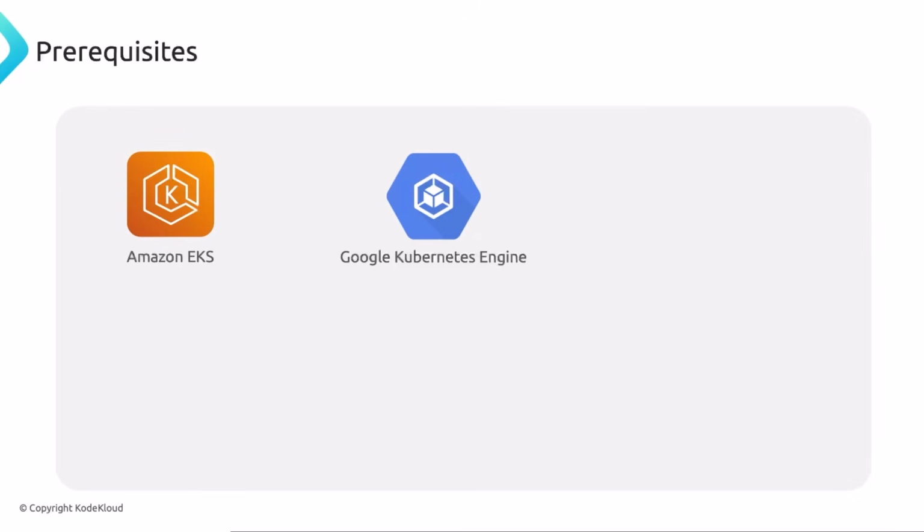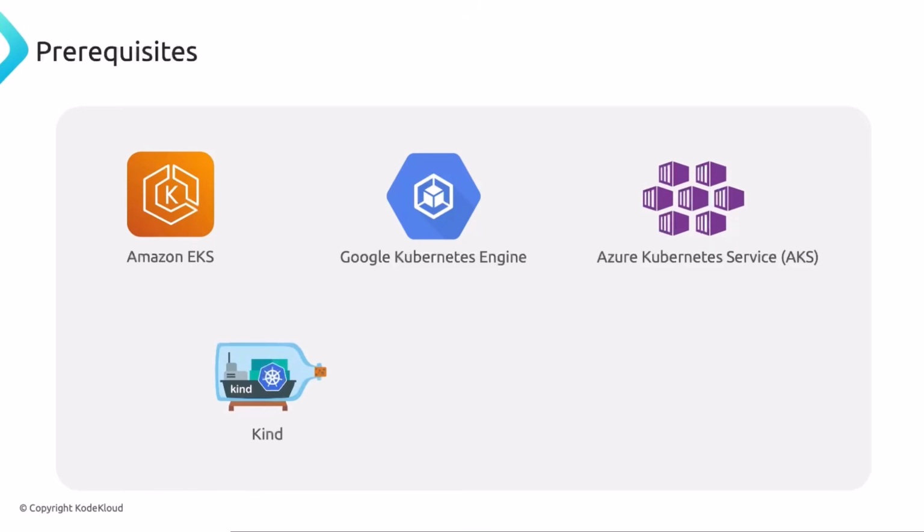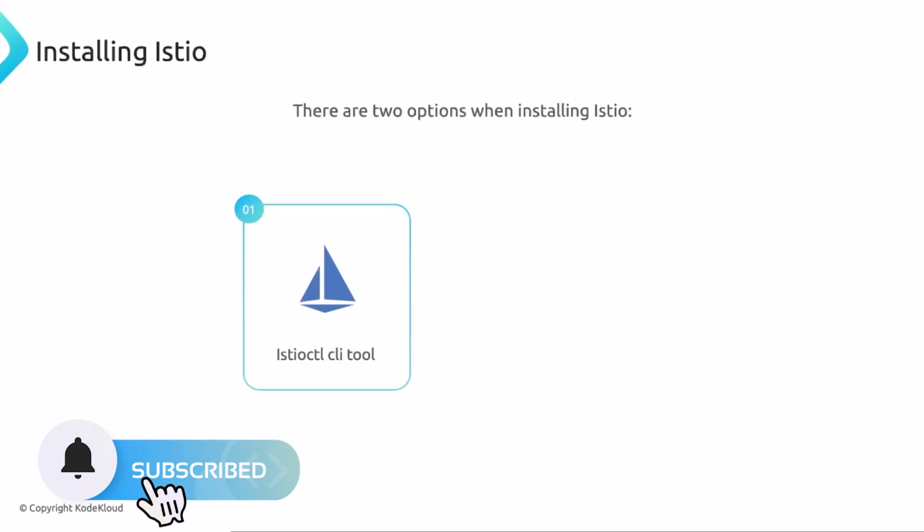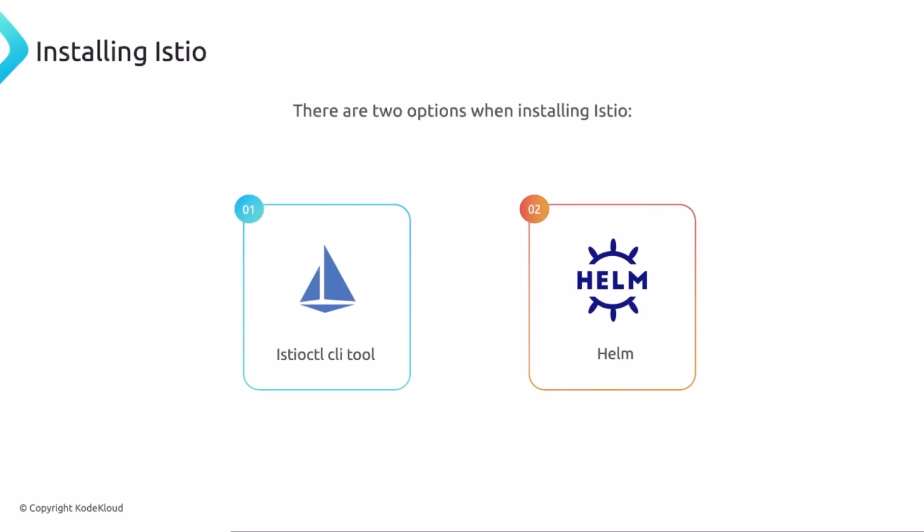All right. In order to install Istio, you need a running Kubernetes cluster. You can use Amazon EKS, GKE, Google's, or even Azure's AKS. If you want a local environment, you can use either Kind or Minikube, but you do need a running Kubernetes cluster. There are two options when it comes to installing Istio. You can use the Istio CTL, which is the Istio CLI tool, or you can use Helm. We will review both ways as you will be asked to install Istio, and it could be using either option.